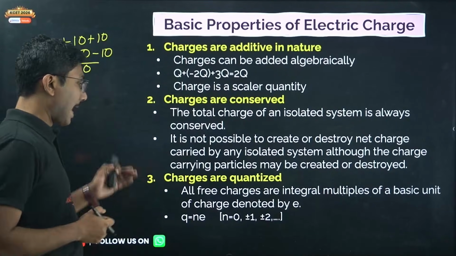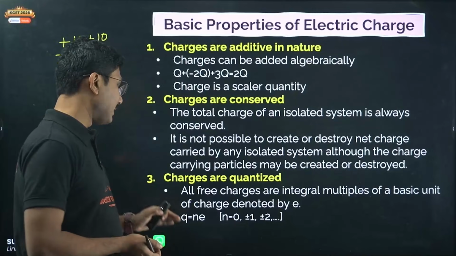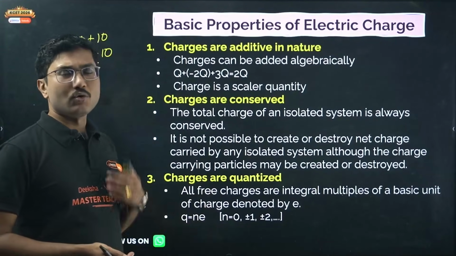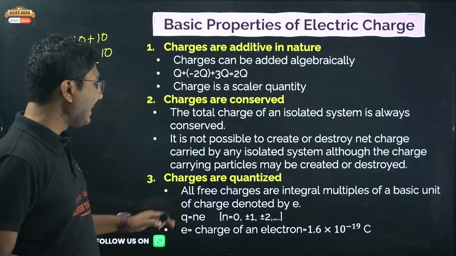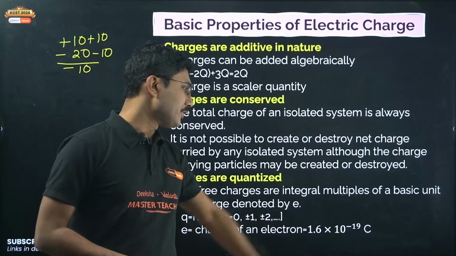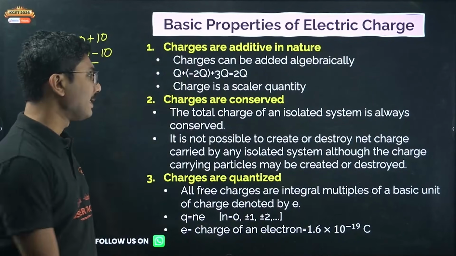Okay, and the net charge of an object can be represented by q is equal to n e, where n can go from 0 to any integer value. e is the charge of an electron, and the value is 1.6 into 10 to the power of minus 19 Coulomb.